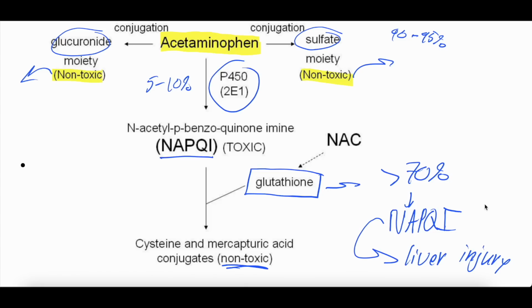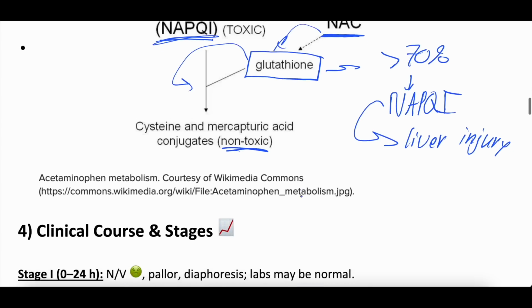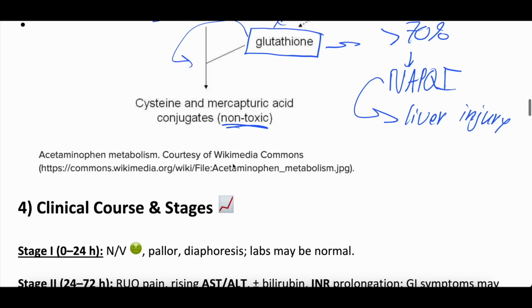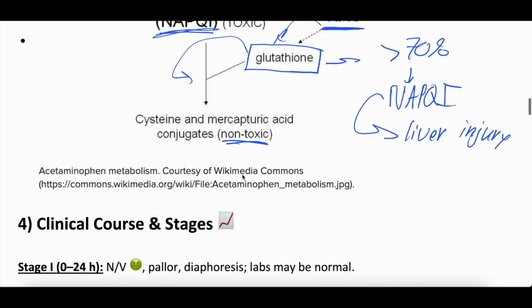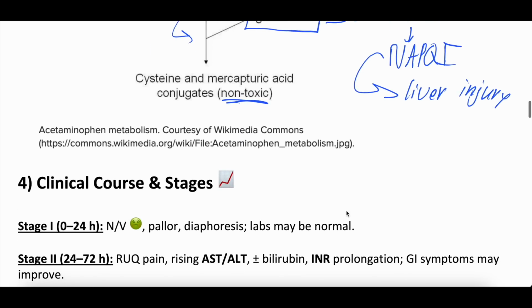All right? This will play into our treatment, because essentially what we do when we treat it is give N-acetylcysteine, or NAC, which increases the amount of glutathione we have, which allows us to detoxify more of that NAPQI. But we'll talk more about that. This figure is a nice Wikimedia figure, and we put the link there because it's theirs, not ours.